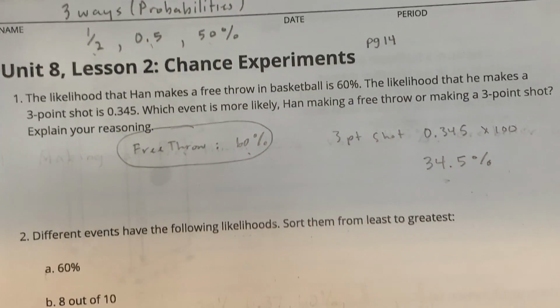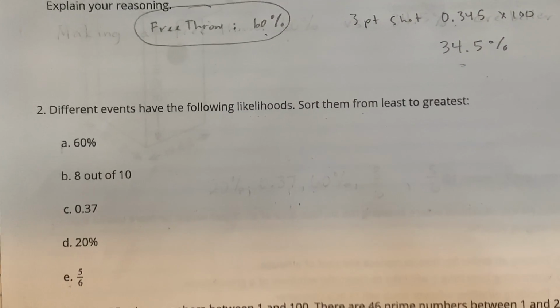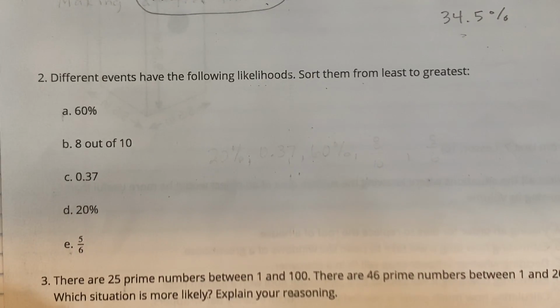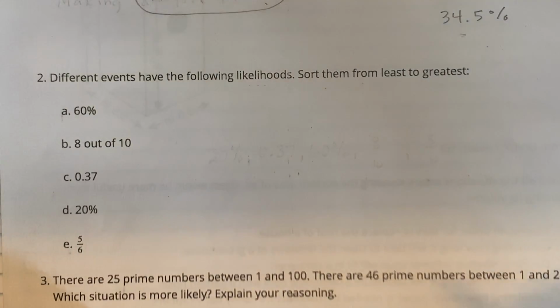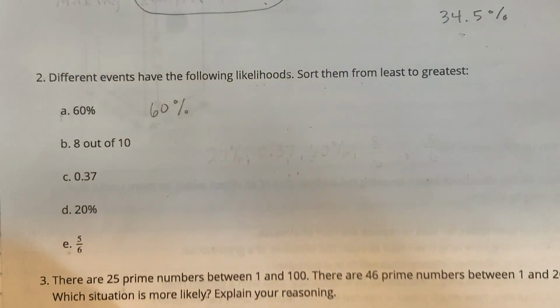All right, number 2. Different events have the following likelihoods. Sort them from least to greatest. So the smallest to the largest when it comes to likelihood or the probability of it happening. So again, probably easiest to try to get these all in the same type of form. I'll go with percentages again to compare.